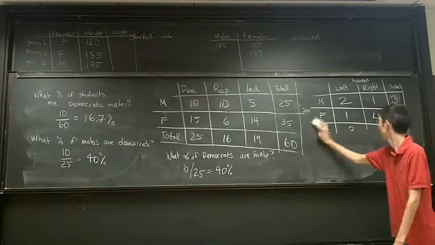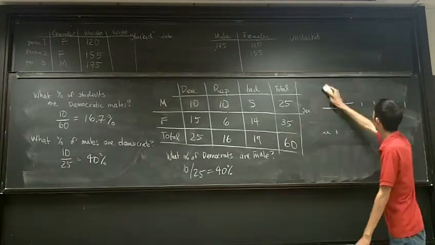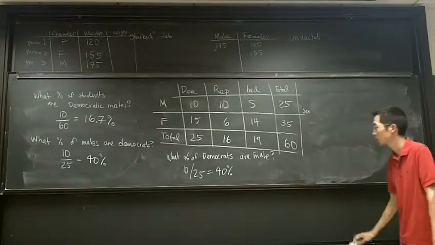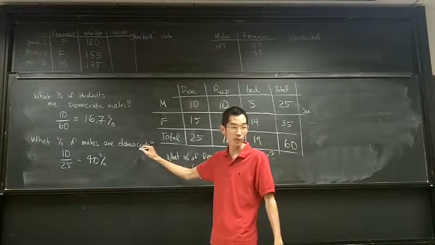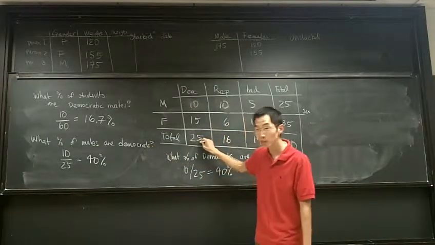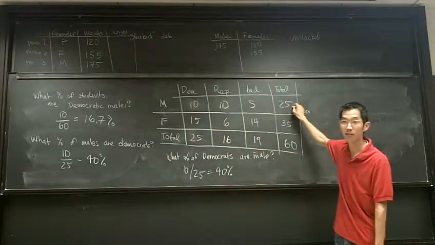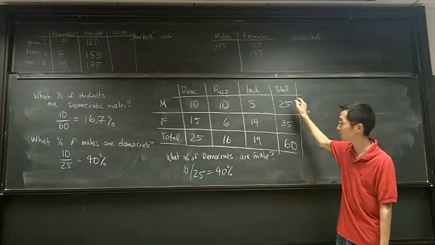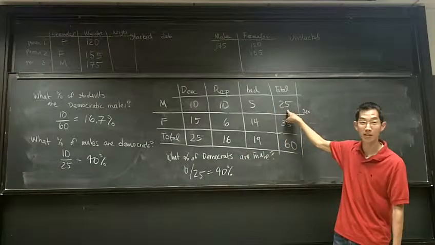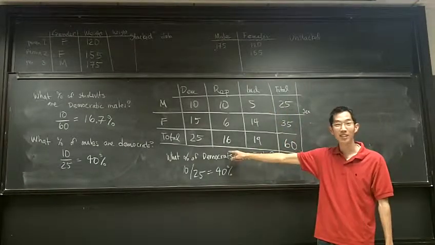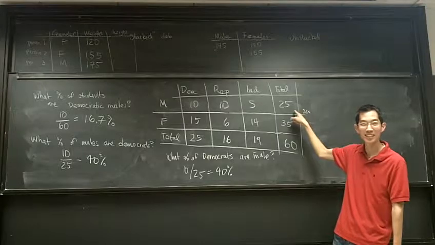Sometimes that happens. Okay, well, the key here is when I said percentage of males, which 25 am I dividing by? Am I dividing by this 25 or this 25? We'll call this one A, and we'll call this one B. Okay, so who thinks it's A? All right. And who thinks it's B?